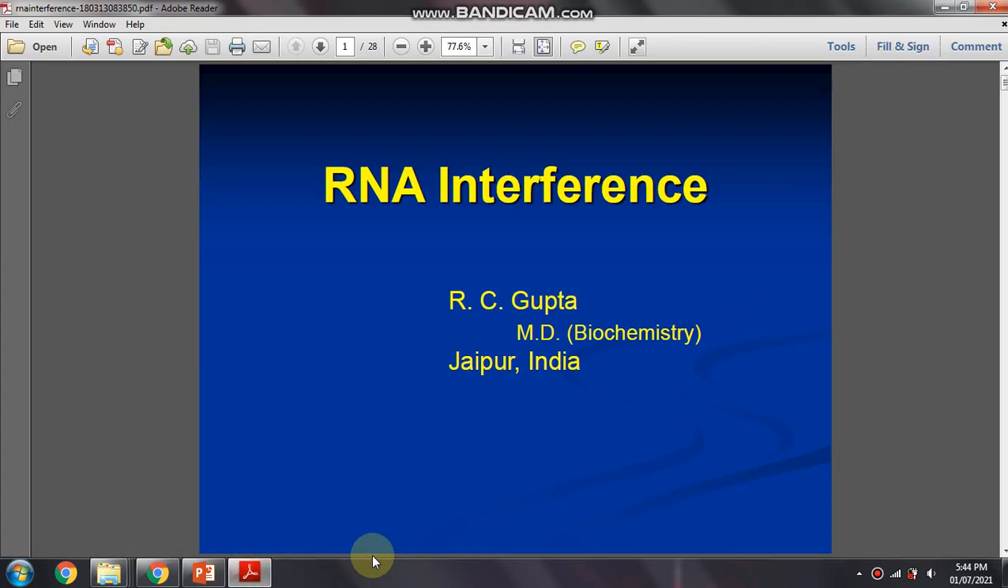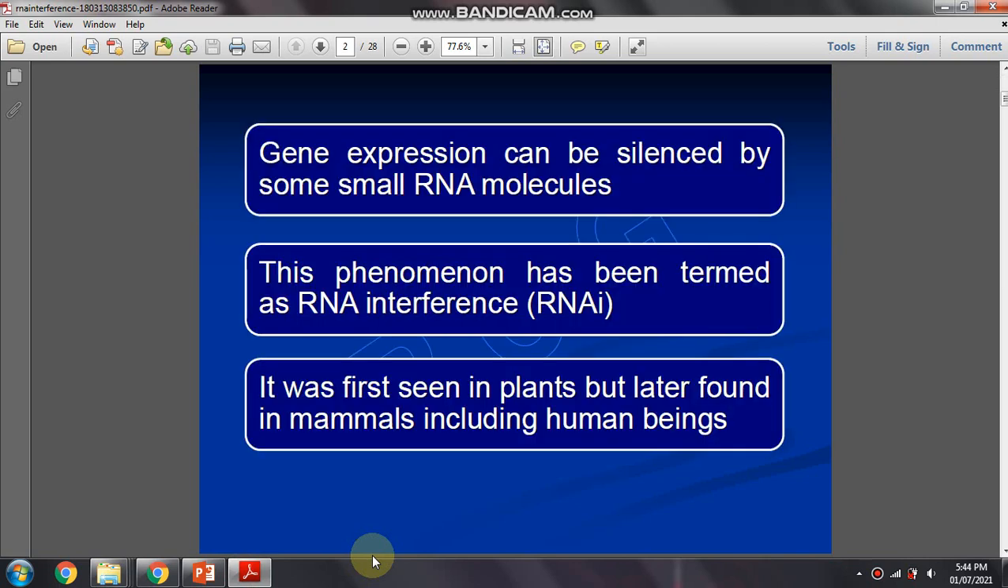Now next we'll move towards RNA interference. RNA interference is the mechanism of gene silencing. You can switch off expression of a particular gene using this technology. This is also known as post-transcriptional gene silencing, because here, after transcription, the mRNA molecule is silenced. Silenced in the sense its expression is turned off.